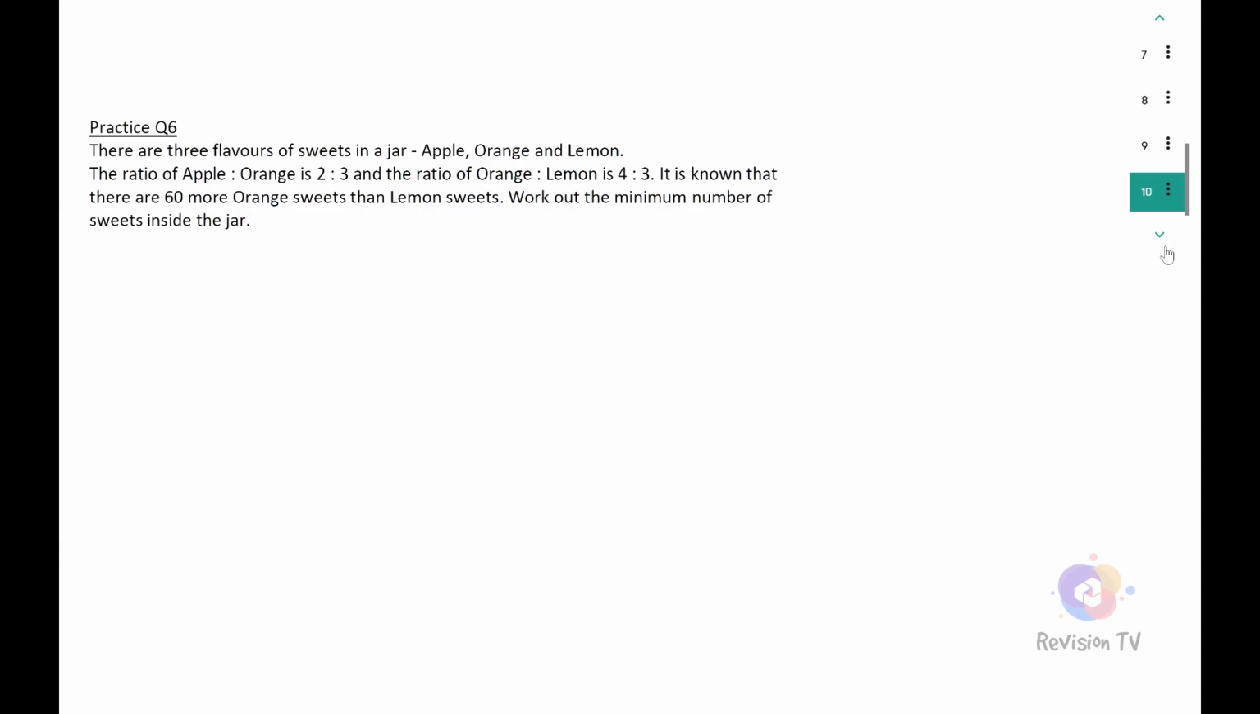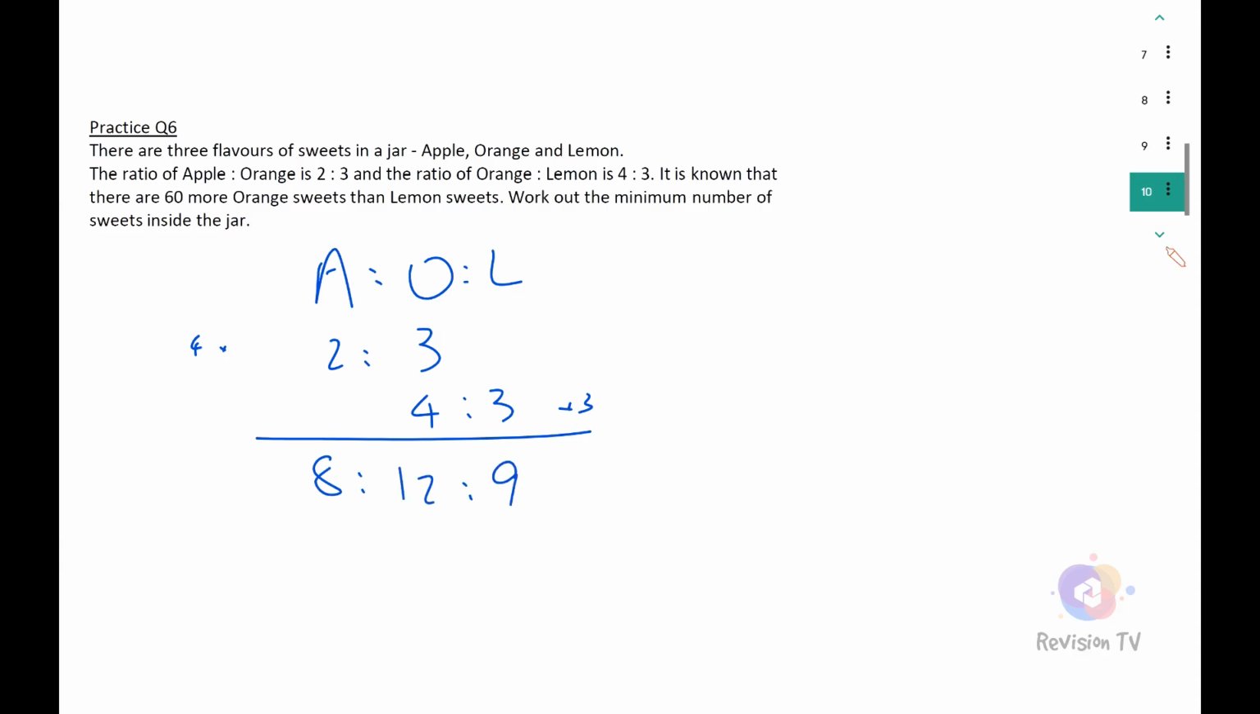So now, again, you see 2 ratios. There's a common quantity, which is orange, the common flavor. So you have to make the orange the same in both to get one line of ratio. 2 to 3 is now 4 to 3. We've done this quite a few times already in the video, so I'm not going to go through how we do that. We can times this by 4, and this by 3, giving 8 to 12 to 9.